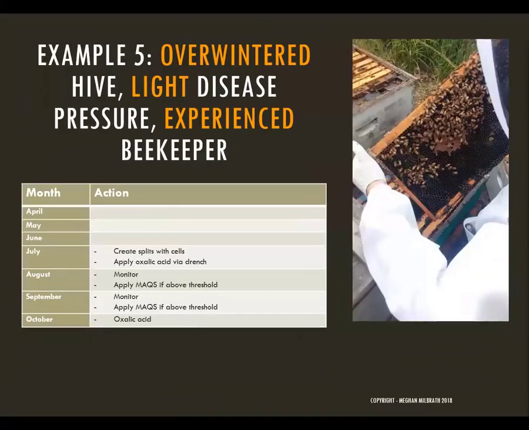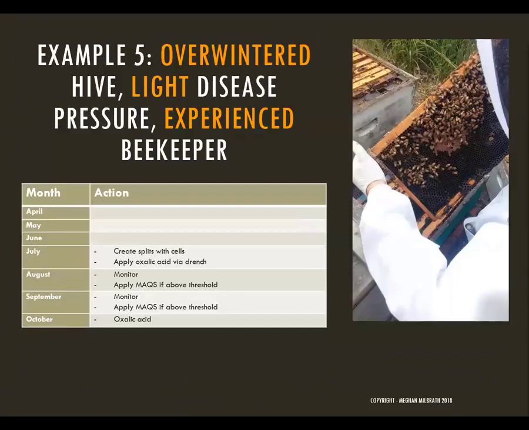Another example of a management strategy, I've got an overwintered hive, I've got light disease pressure, but I'm an experienced beekeeper. And so in the springtime, I know that I'm not going to peak in Varroa populations because I haven't the whole time. And so in July, I'm going to create a split with cells. And I'm going to apply oxalic acid via drench. And then in August, I just monitor. And so if it gets above threshold, I'll use the Max, but if it doesn't, I don't do anything.